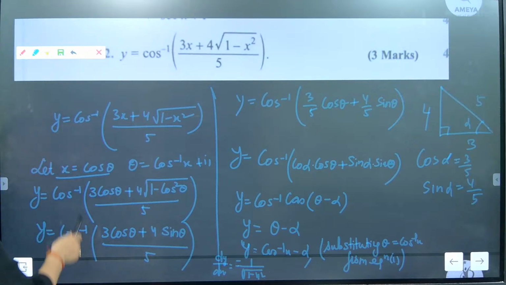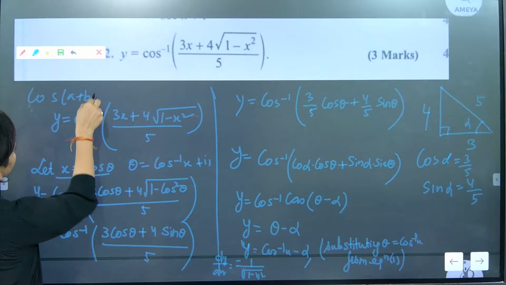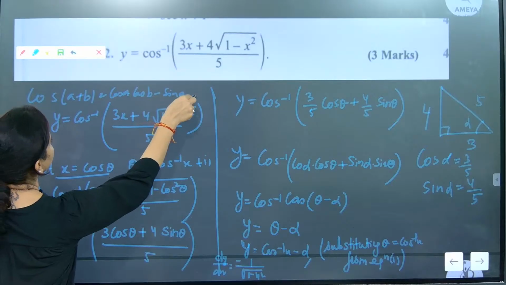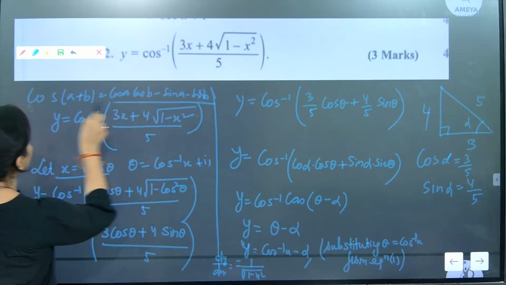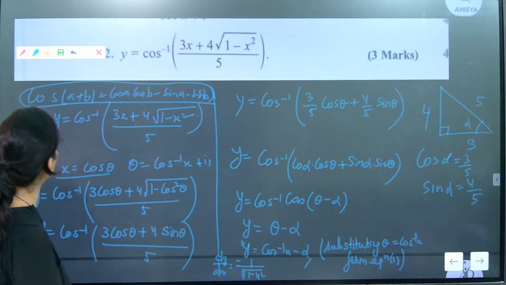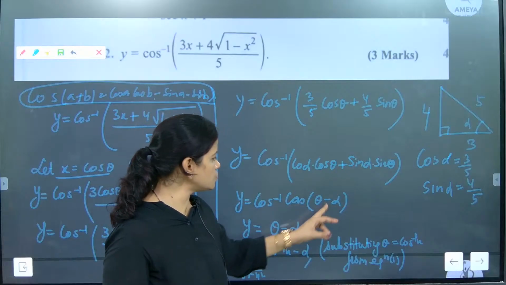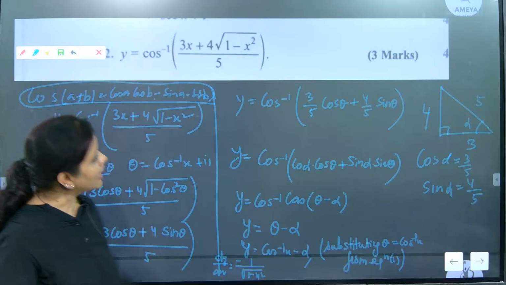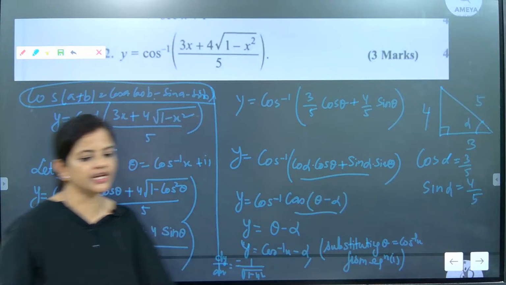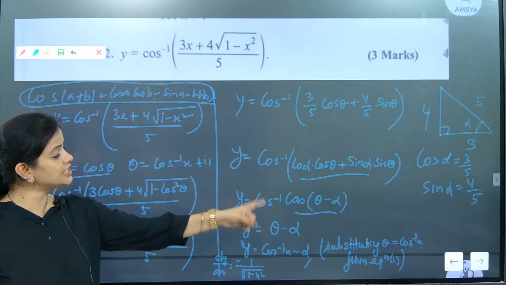Cos of theta plus alpha. What is the formula for cos of a plus b? Cos a cos b minus sin a sin b. So until and unless the formula command is with you, you may struggle with this type of questions. Understood? When plus is there, here it will be minus. Here plus was there, so I wrote minus. That part will be plus. Once you substitute the direct formula here, it will become theta minus cos inverse cos theta minus alpha.